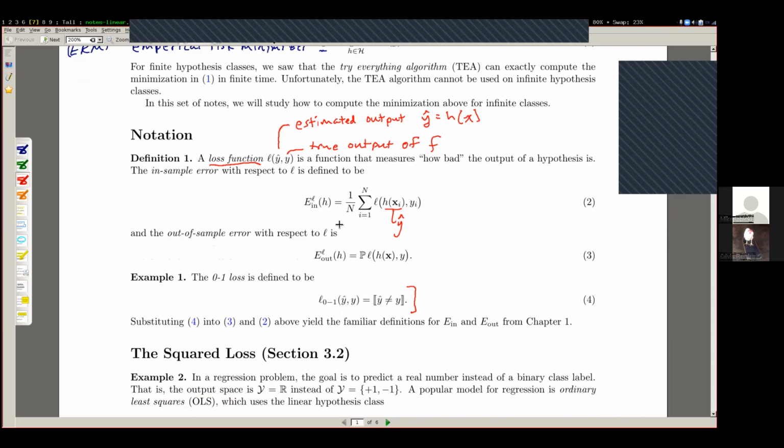Question is an example of a loss function. This right here is the only example of a loss function that we've seen so far, the 0-1 loss. It's called 0 or 1 because the only output values are 0 or 1. It's equal to 0 whenever these two things are equal to each other, so whenever the correct value is equal to our predicted value, and it's equal to 1 otherwise.